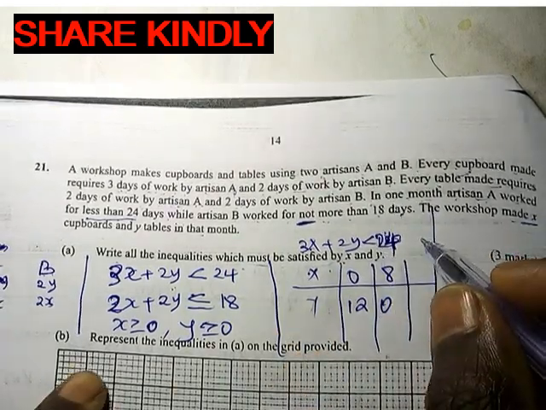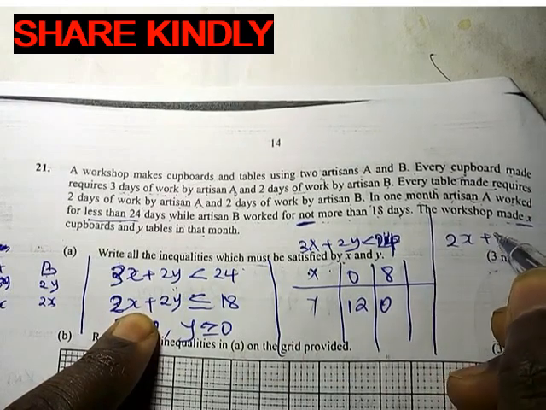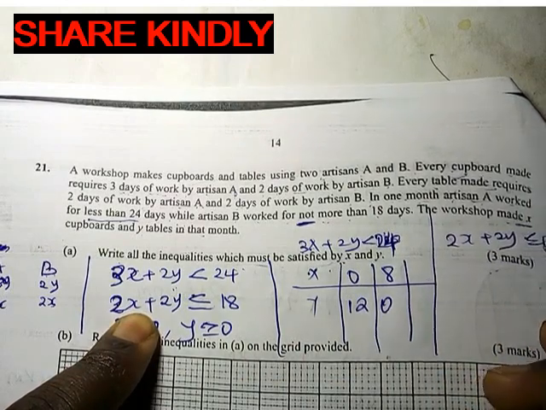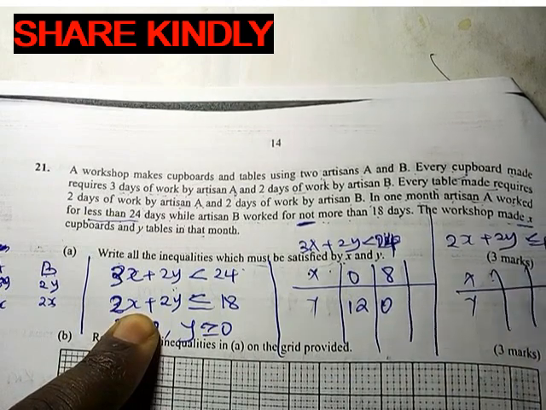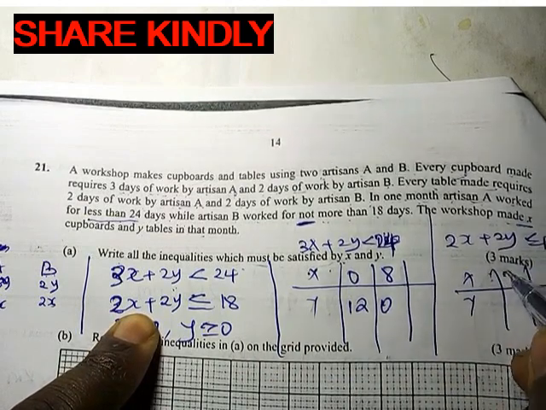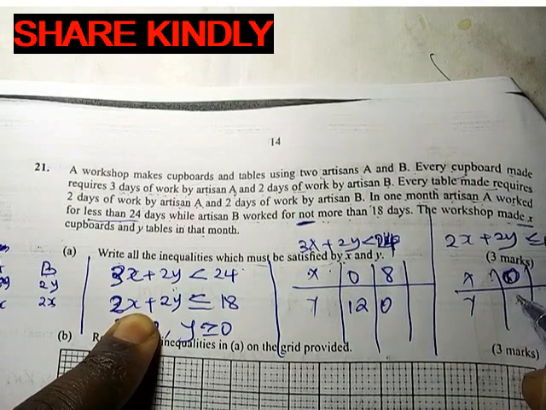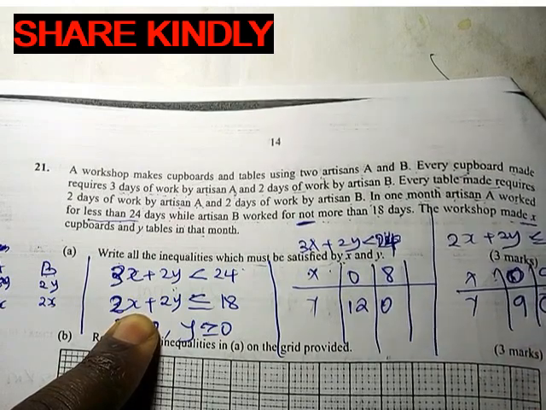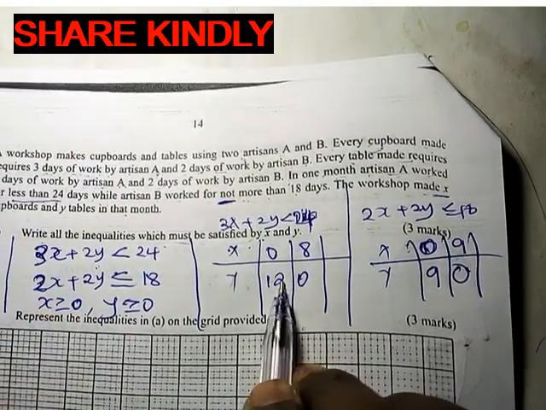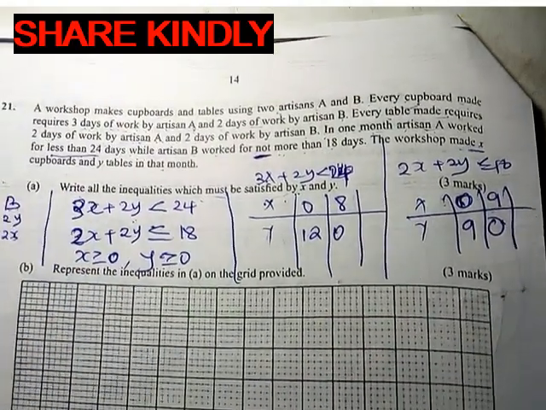And we can use the other one. 2x plus 2y is less than or equal to 18. The table for that: when x is 0, y will be 9. When y is 0, x will be 9. Now we will use this table to draw the graph.